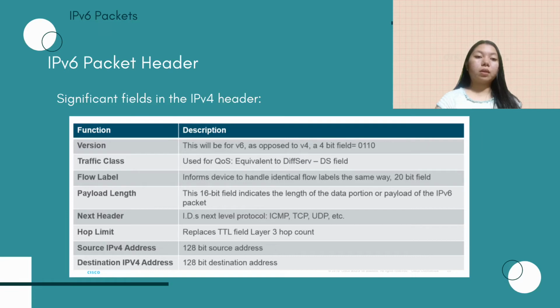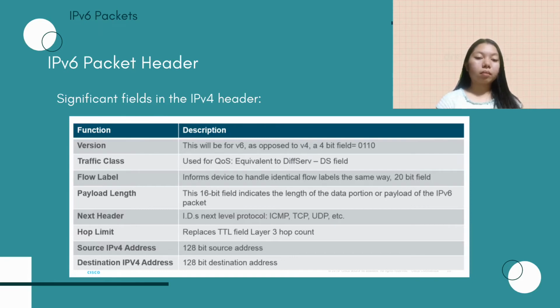Version. This will be for v6 as opposed to v4. A bit field equals 0010. Traffic class. Used for CoS. Equivalent to the DiffServ or DS field. Flow label informs devices to handle identical flow labels the same way.